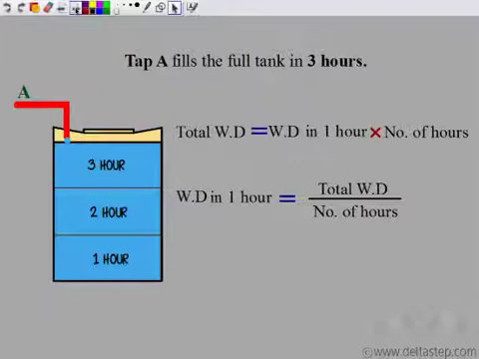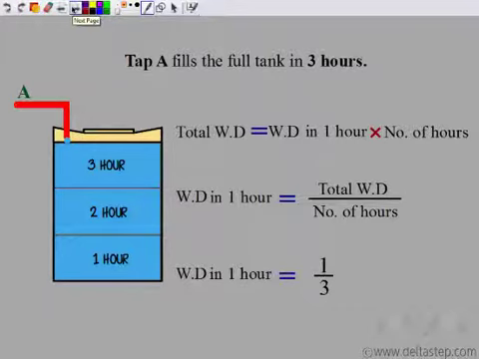Now for total work done, tap A fills the full tank in 3 hours. So if I consider this full tank as one unit, then total work done would be 1, because it's completing the tank. So total work done is 1, divided by the number of hours it takes to complete this work. To complete this work, it is taking 3 hours. So I get 1 by 3. That is, work done in 1 hour is 1 by 3.